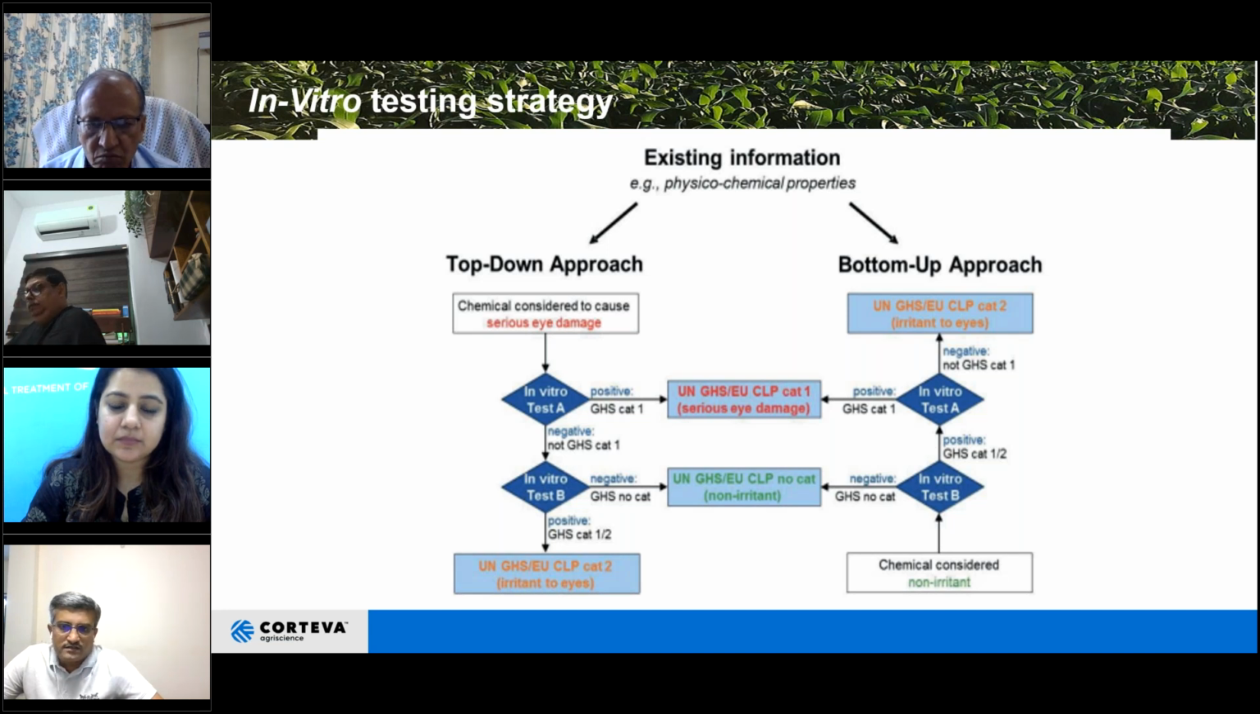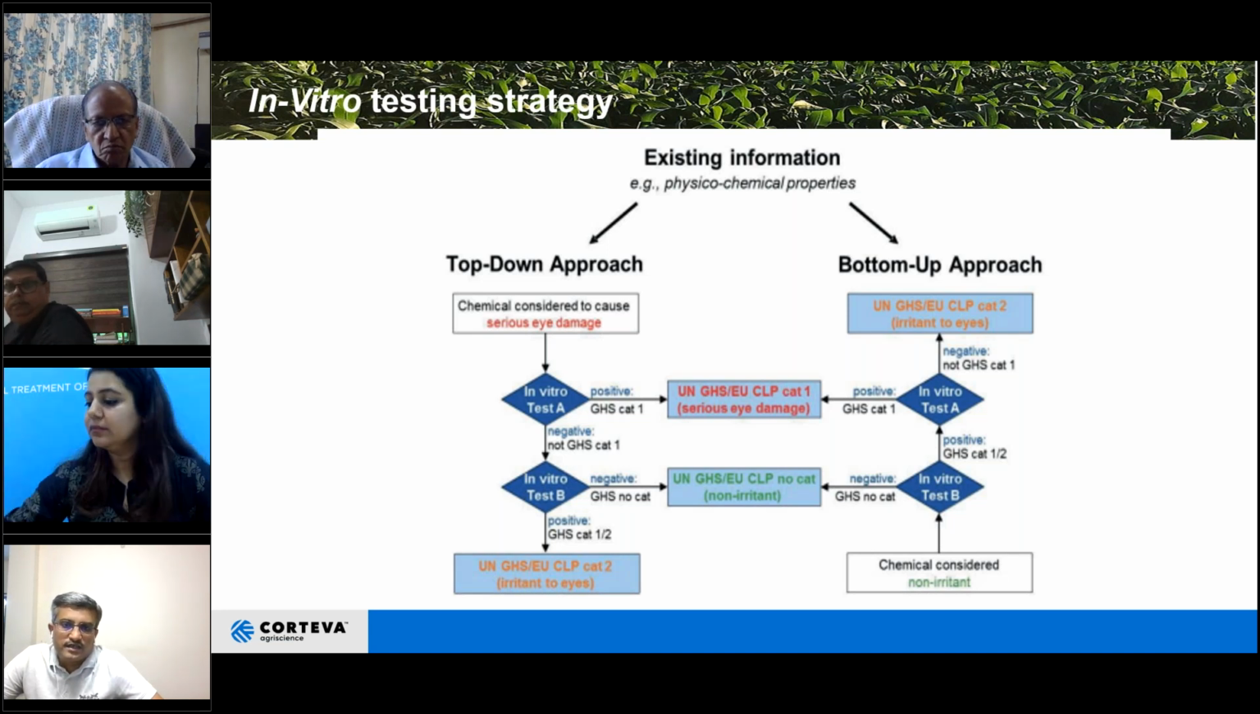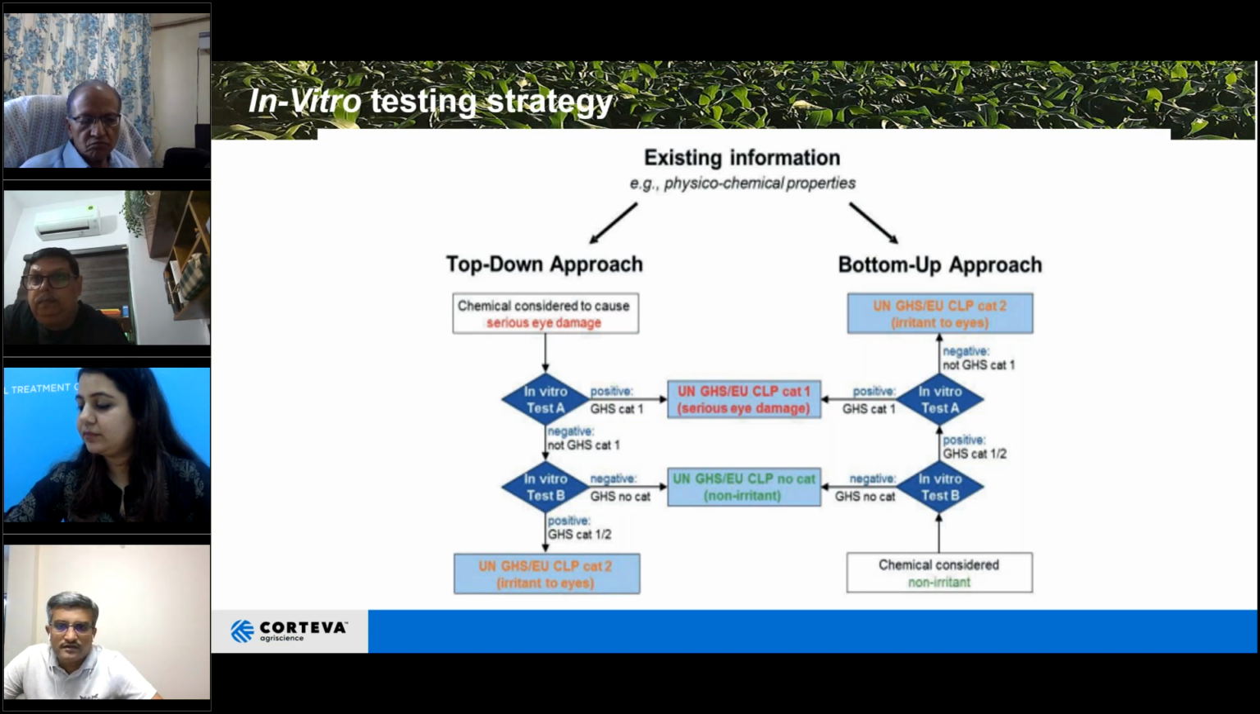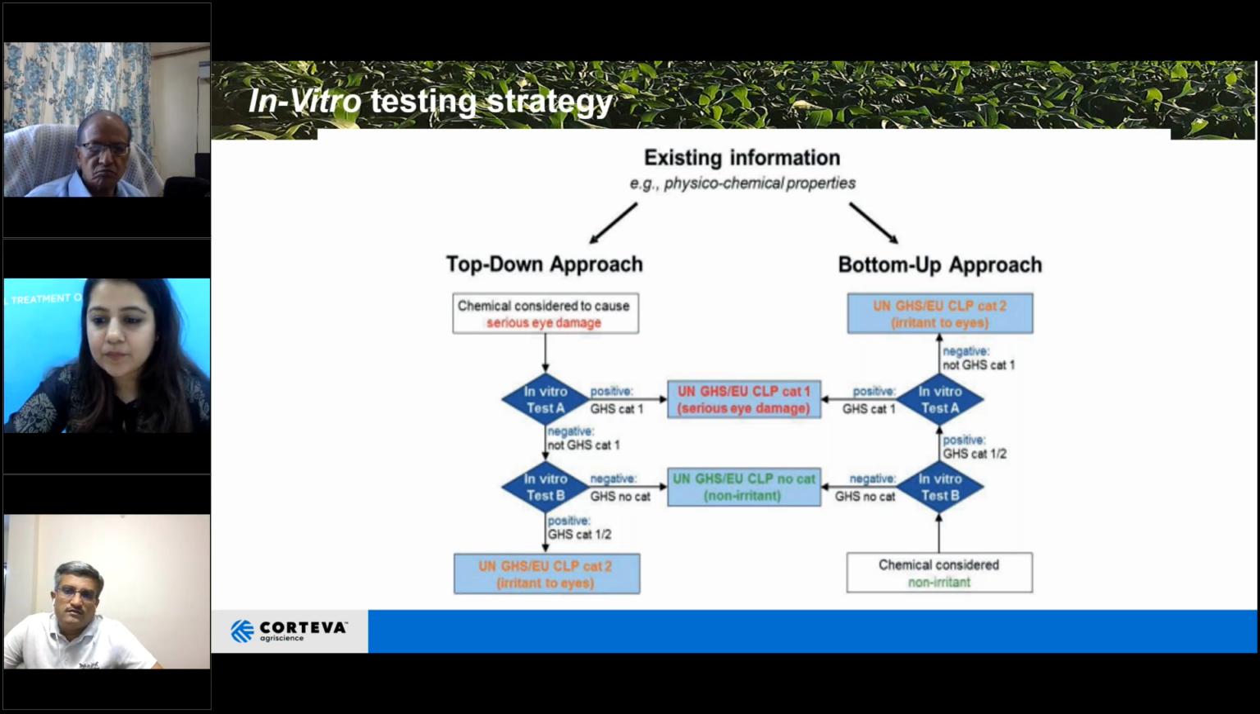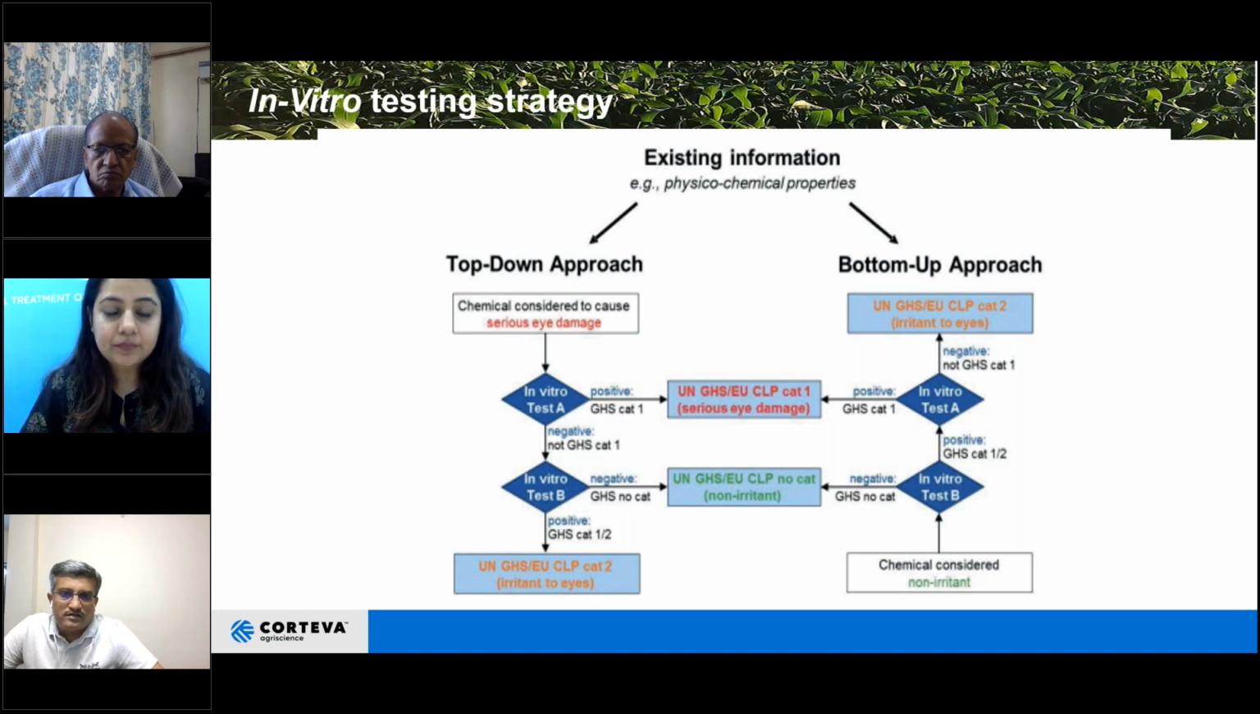Test B is conducted first, and if the result is negative, then it's considered as non-irritant. If it is positive, then test A is conducted, and if test A is positive, then the test material is considered as severe irritant or category 1, and if it is negative, then it's considered as category 2, irritant to eyes.